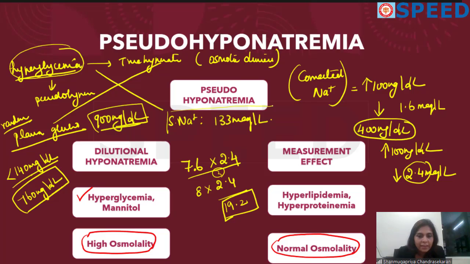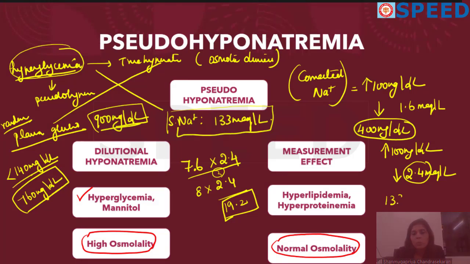So if the calculated value is 133, what is the actual sodium in that person? 133 plus 19 will be 152. So actually the person is suffering from hypernatremia. It is not hyponatremia. So what is the carry home message here? The carry home message here is sodium values which are estimated cannot be taken at face value. Okay, that there can be conditions when you will have to correct it.